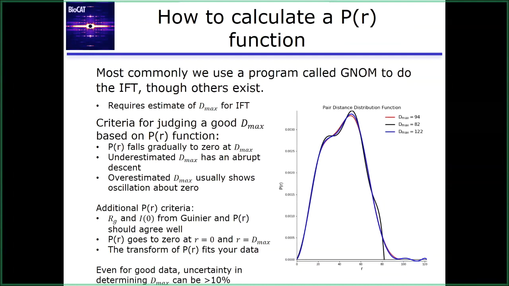So all these other criteria can be right, but you can have a bad fit against your data set. And this is very much a heuristic approach. There's no necessarily right answer. My rule of thumb is that, generally speaking, even for good data, uncertainty in determining Dmax can be as much as 10%. There's going to be a range in which it'll look pretty okay. So if you have a Dmax change from like 40 to 41 between two different samples, that's probably not significant unless you can back it up with some other evidence that something has changed. Most likely that's just a result of your estimation.